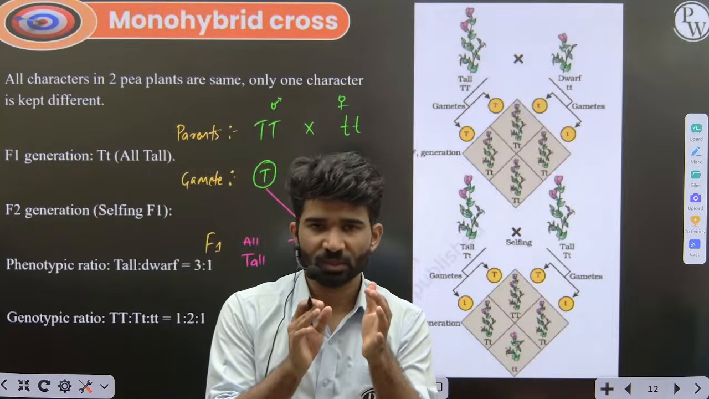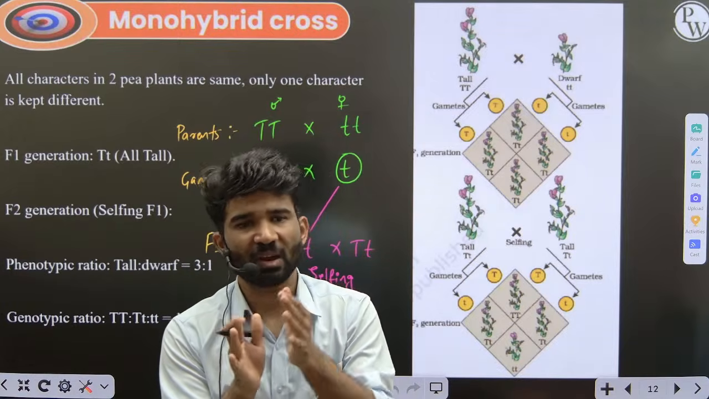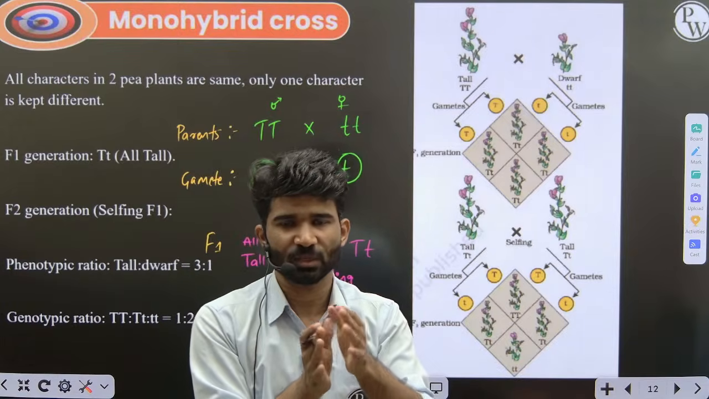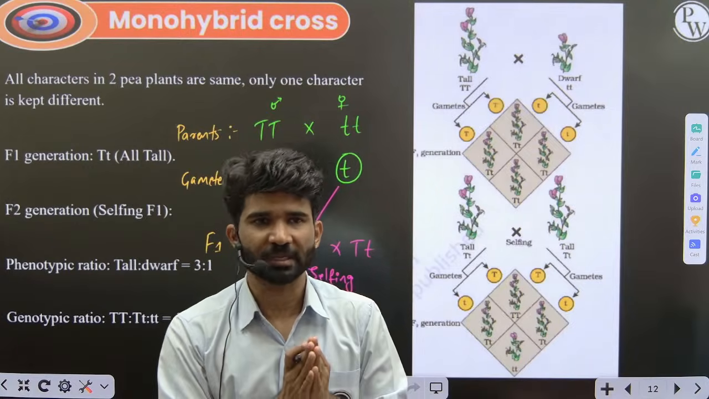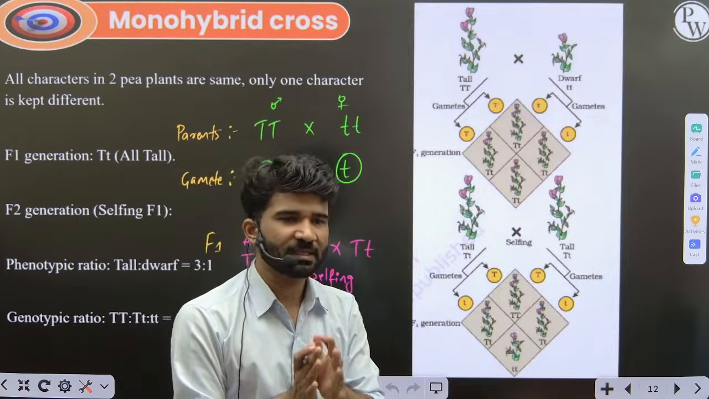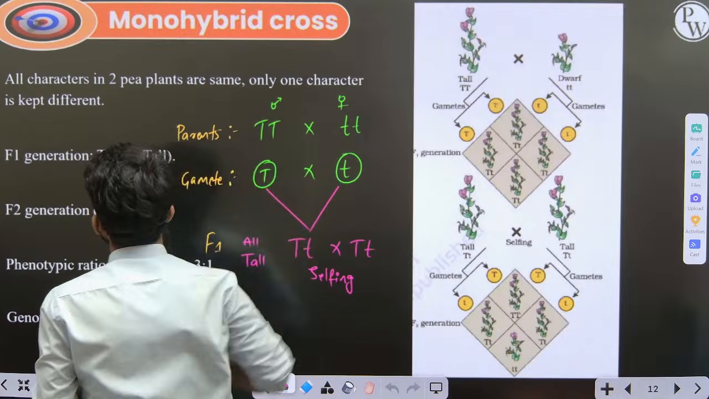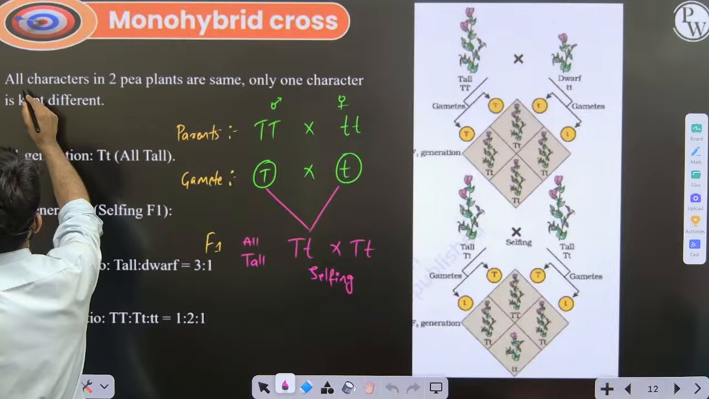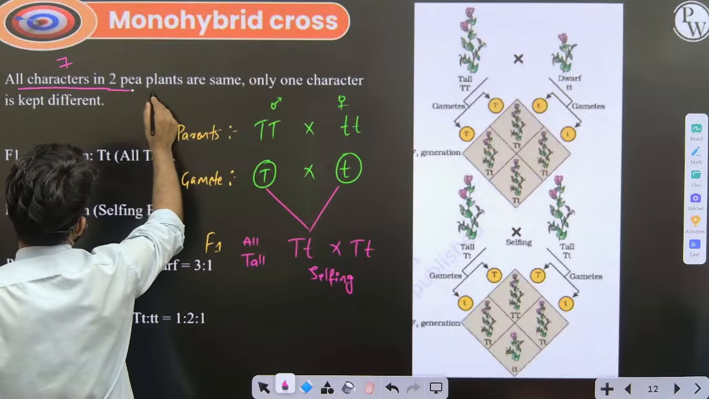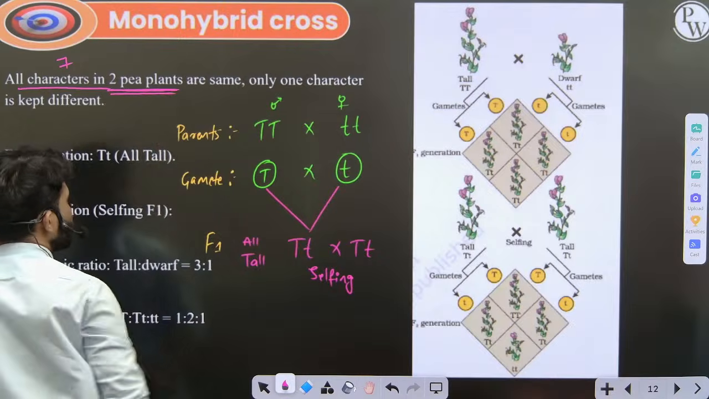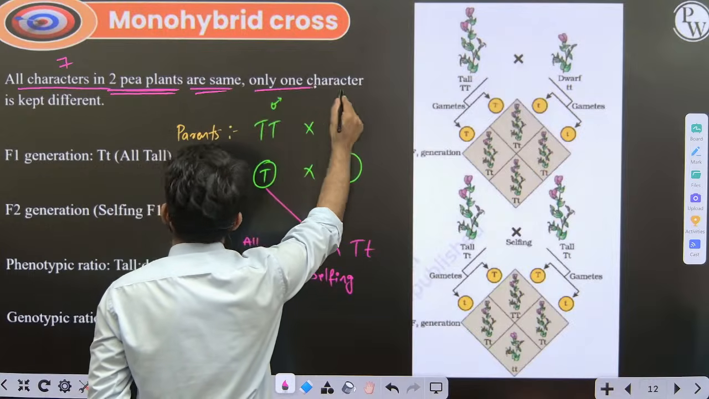In a cross, one character is different and all the remaining characters in the 7 characters are the same. All the other characters remain the same. That is what is called a cross. Here you can see that all the characters are kept the same, but one character is different.